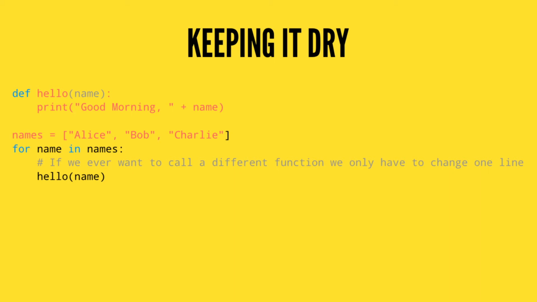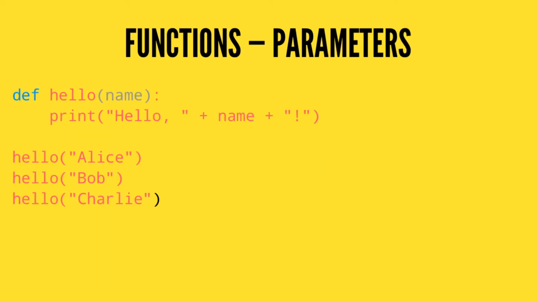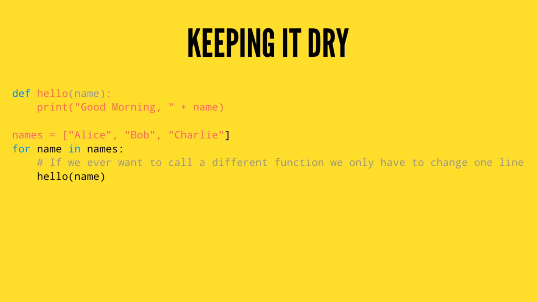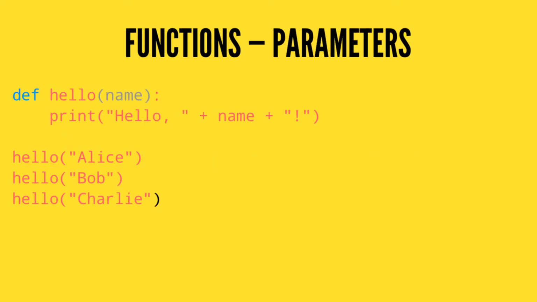So if you look at this last line, we're calling hello 3 times. But instead of doing that, we can use a list to hold our names and then use for name in names and then call the function. So if we ever want to call a different function now, we only have to change one line of code instead of having to change 3 lines as we would here.